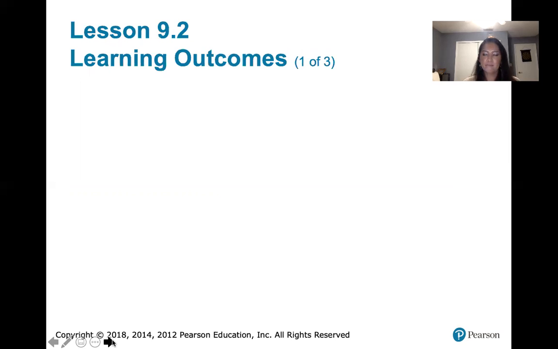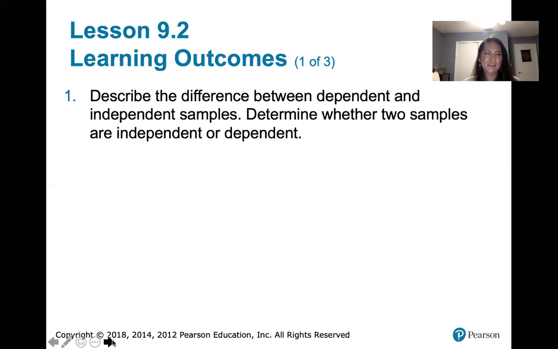Now, this lesson is broken down into 5 learning outcomes, and those are these. First, we will want to be able to describe the difference between dependent and independent samples and determine whether two given samples are dependent or independent. And that's really important because it determines which statistical analysis tools are appropriate for your two samples. So if we happen to have independent samples, we could use the methods described in lesson 9.2. If we have matched pairs or dependent samples, then we should use the methods described in 9.3.